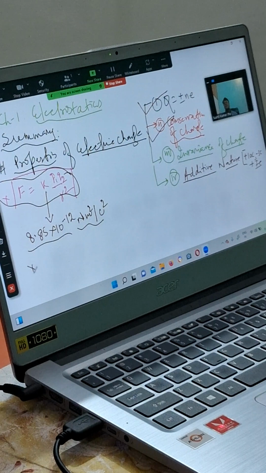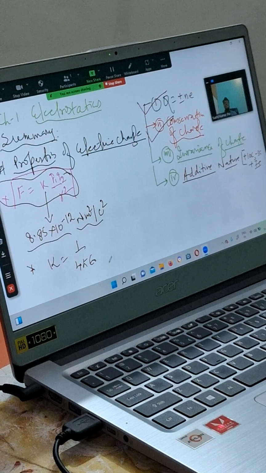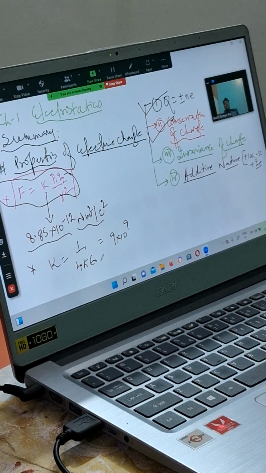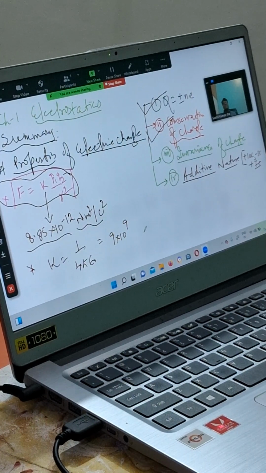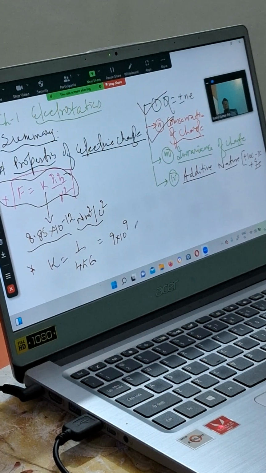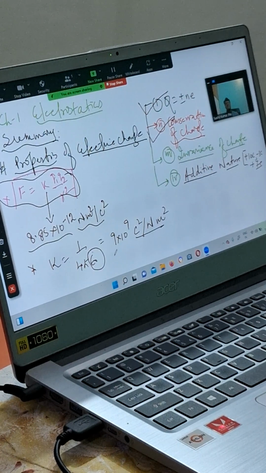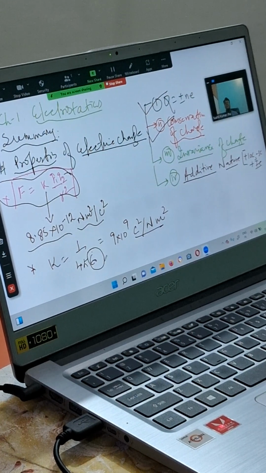Electrostatic force constant K is 1 upon 4 pi epsilon naught, having net value 9 into 10 raised to the power 9. Again, if you try to write the unit, then it is coulomb square per Newton meter square. And epsilon naught is called the absolute permittivity of free space.